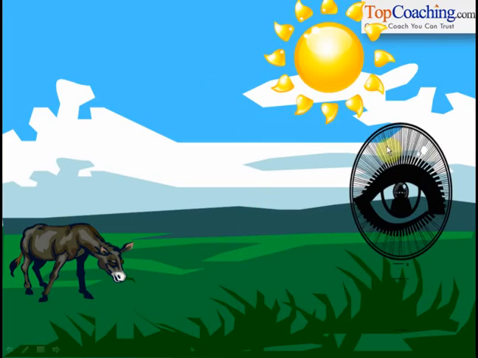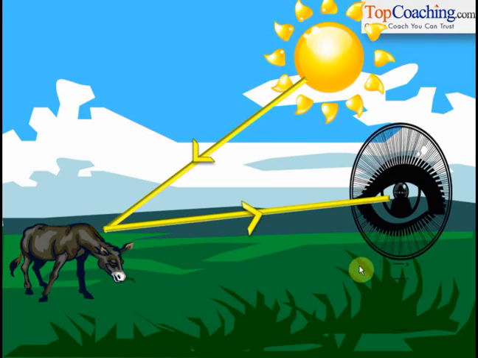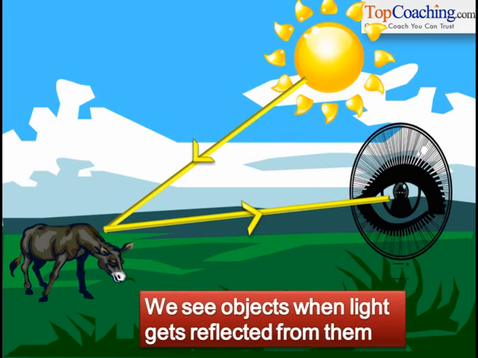Understood? So, for example, the light from the sun strikes this donkey here and it gets reflected from the donkey back to our eye, and that is when we see the donkey. You see the chair around you because light from the sun or light from the tube light or the light bulb gets reflected from the chair and then it comes back to your eye. So we see objects when light gets reflected from them. Understood? Not only is light very important for us, the process of reflection is also very important for us, and that is what we are going to touch on in this chapter, the reflection of light.